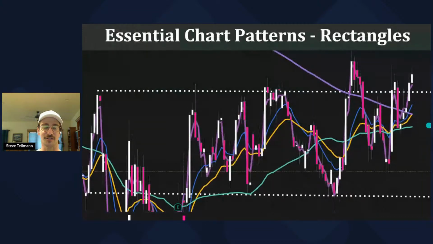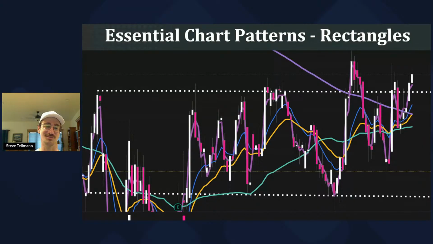So let's talk about some essential chart patterns really quickly. I'm going to keep this relatively brief because I think it's more important to get to chart examples that you guys want to talk about or answer questions that you have. And I always go long on these things. I always want to talk more. I think I just love hearing my own voice.